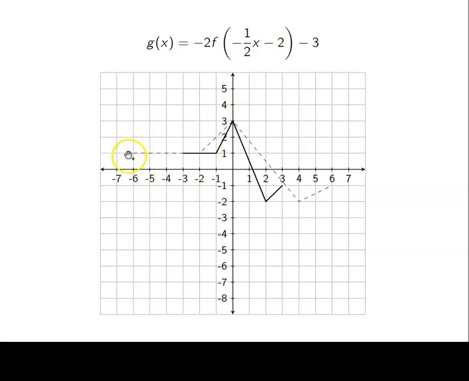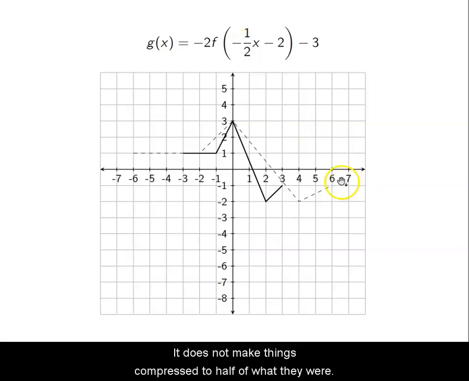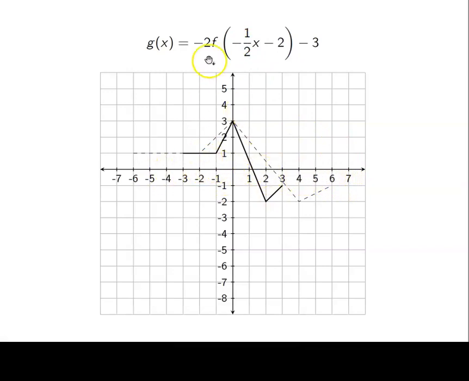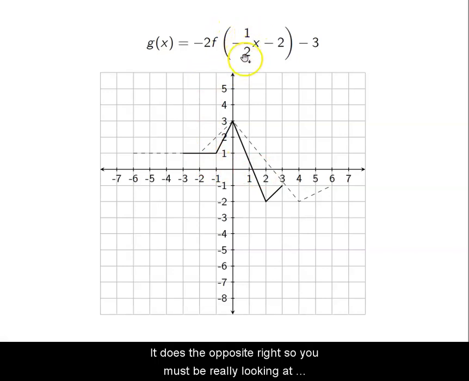Okay. So remember, it's an inside shift, so it does the exact opposite, right? It does not make things compressed to half of what they were. It does the opposite, right? So you're really looking at the reciprocal of this. It's making everything happen instead of at 1/2 at double times, right? So everything's happening at half of the speed, so it takes longer to occur, okay?